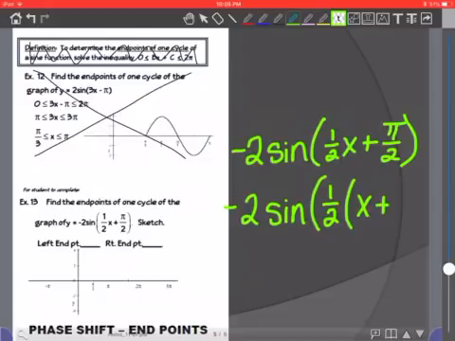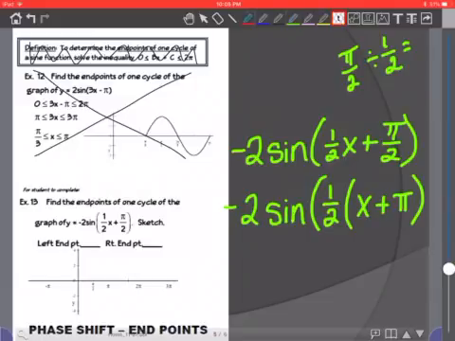Okay, so pi over 2 divided by 1/2 will give you just pi. Okay, remember when you're dividing fractions, change division to multiplication, and then flip this over. So your 2's cancel out. You're left with pi.